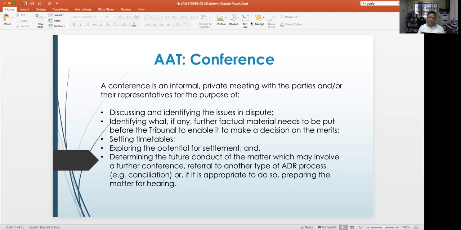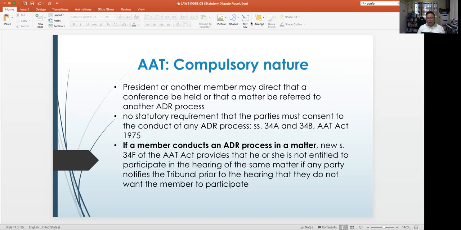Okay, so that's what the AAT conference is. Now, one of the things we need to realize is that in relation to ADR processes at the AAT, the president or another tribunal member may direct that a conference be held or that a matter be referred to another ADR process. So that's a compulsory nature. It is within the power of the AAT president who heads the tribunal, or another member, what we would usually call a judge, but they're called tribunal members, to direct a conference or refer the matter to another ADR process. There is even no statutory requirement that the parties must consent to the conduct of an ADR process. In other words, the nature is compulsory.